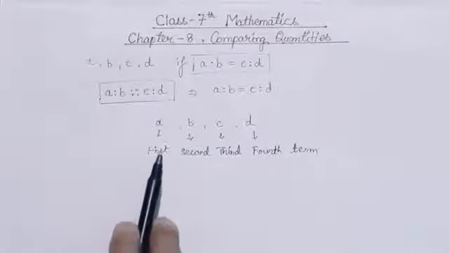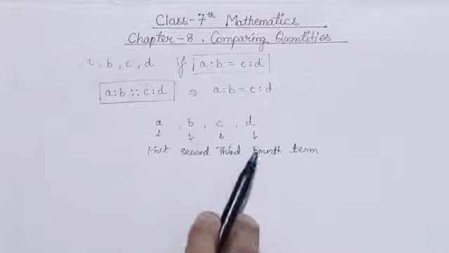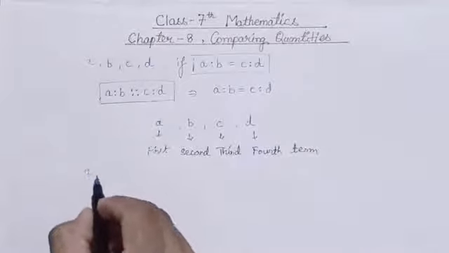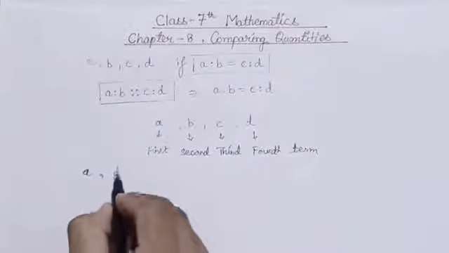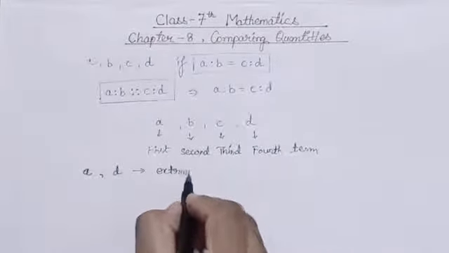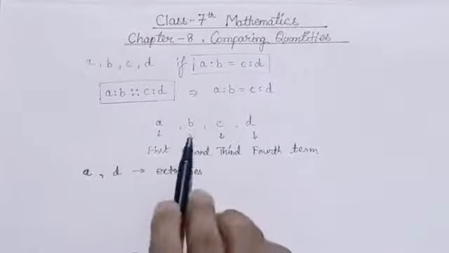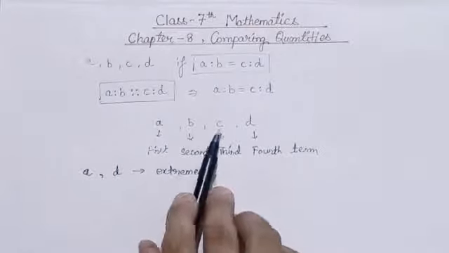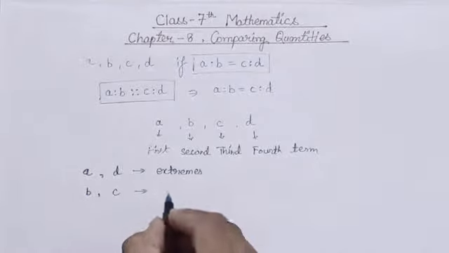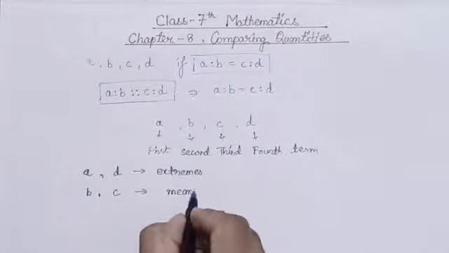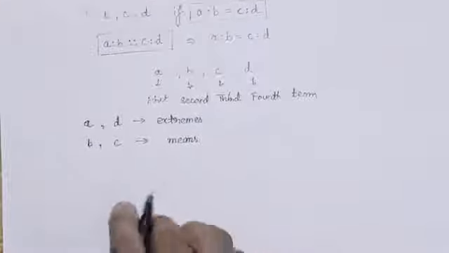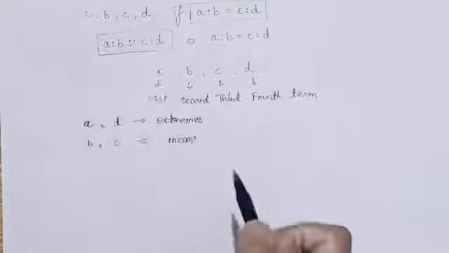Here the first term, that is A, and the fourth term D are known as extremes, while the remaining terms, that is B and C, are known as means. B and C are known as means.